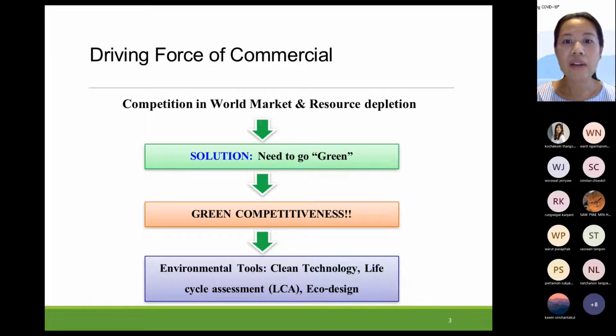We have to think about the green solution, right? The solution to save the environment and use resources in terms of sustainability, right? We have to think about the green process. Green process does not only mean low impact on the environment, but we have to think about the resources also: the consumption of the original resource and also the green competitive need.